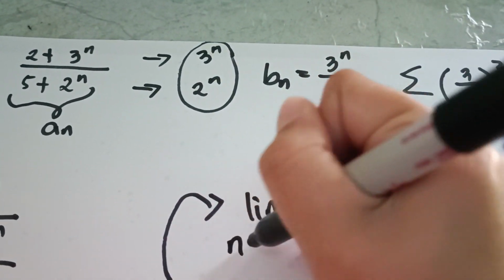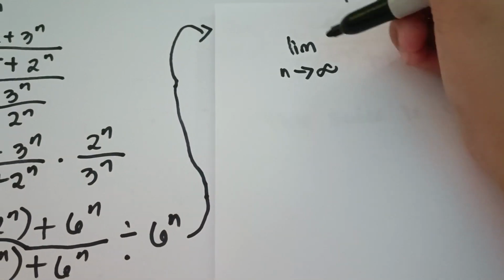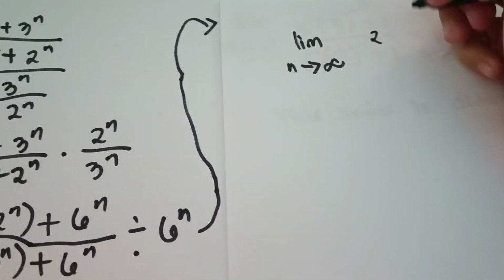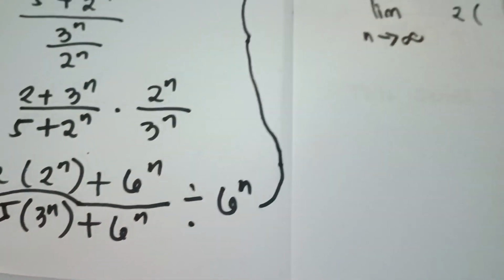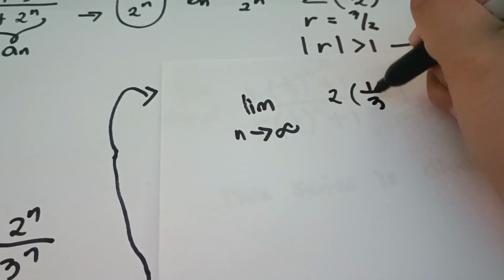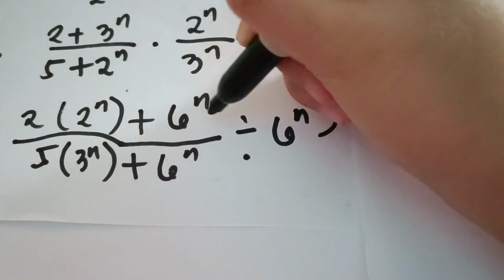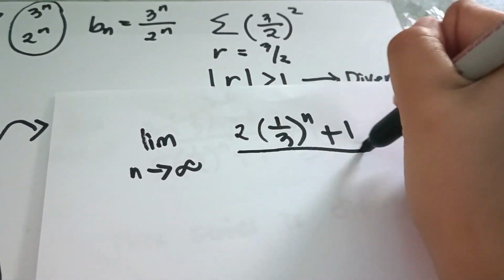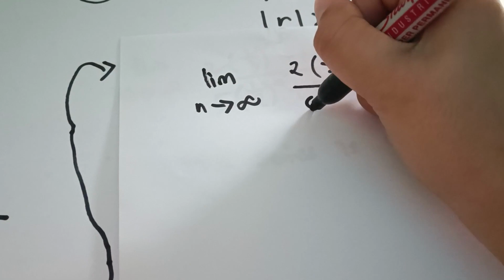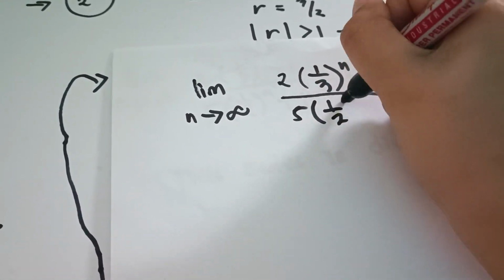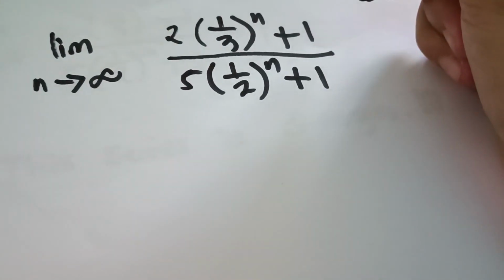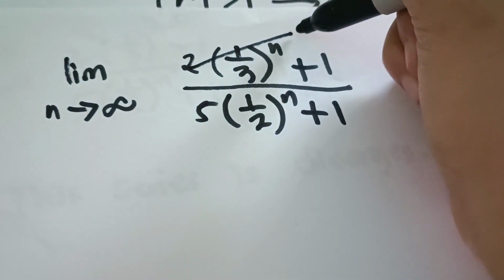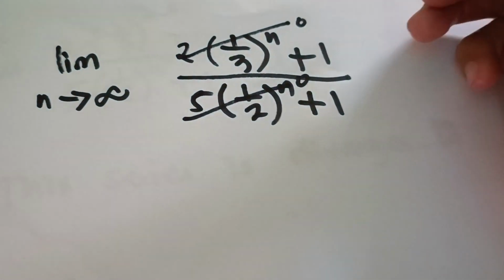the limit as n approaches infinity. So now our limit is 2 multiplied by 2 raised to n divided by 6 raised to n, which is equal to 1/3 raised to n, plus 6 divided by 6 is 1. So we have here 1 divided by 5 multiplied by 1/2 raised to n, because this is 3 divided by 6 is 1/2, plus 6 divided by 6 is 1. So at this part, we can cancel this out because this one is equal to 0 and this one is equal to 0. So we have only 1.